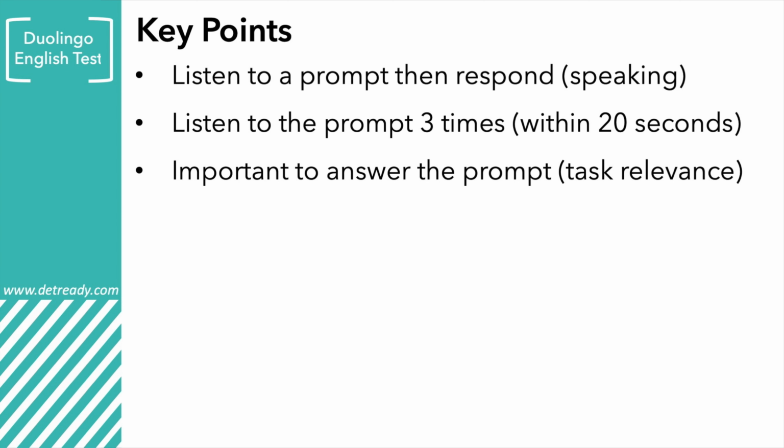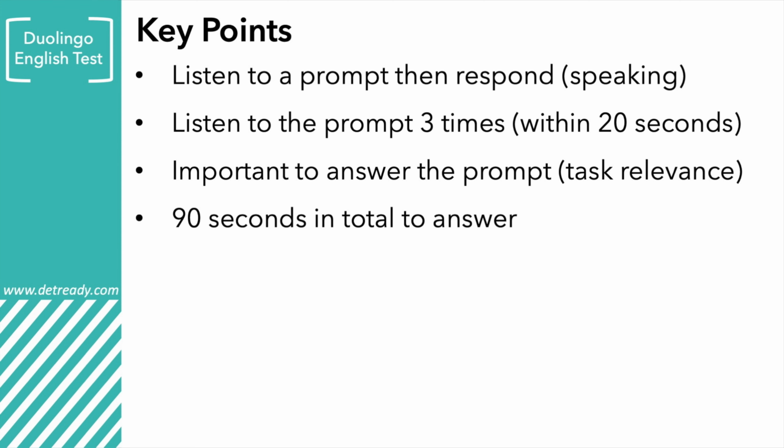Okay, there are more key points, of course. Okay, the next key point is that it's really important that you actually respond or answer the prompt given to you, because task relevance is on the scoring criteria. So task relevance refers to how well you actually answer the question or the prompt given. If you do talk about a different topic, then you'll lose a lot of points for task relevance, because it shows that you weren't able to understand the question. So make sure before you start speaking that you really do understand exactly what was said and that your response, your answer, is related to that topic.